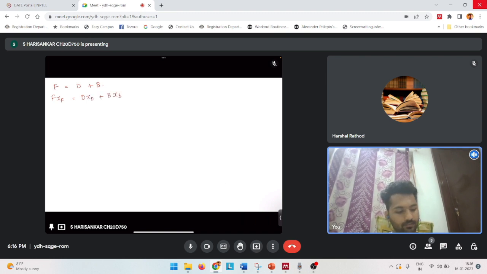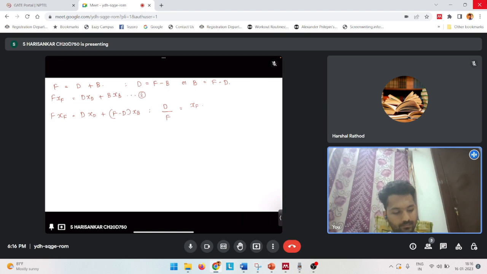Now from this, we can rewrite the top first equation as D is equal to F minus B, or we can even write B is equal to F minus D. So substituting the value for B in your second equation, we get F xF is equal to D xD plus (F minus D) into xB, and we can rewrite this as D by F is equal to (xF minus xB) by (xD minus xB).